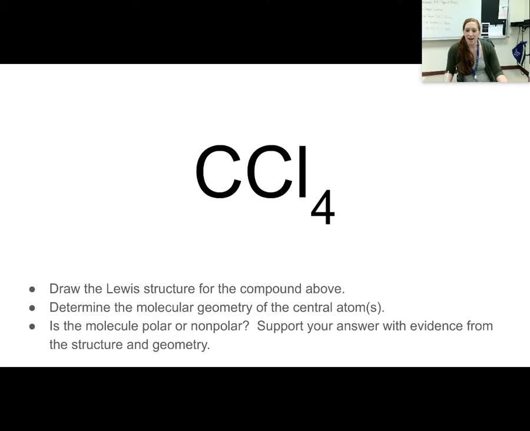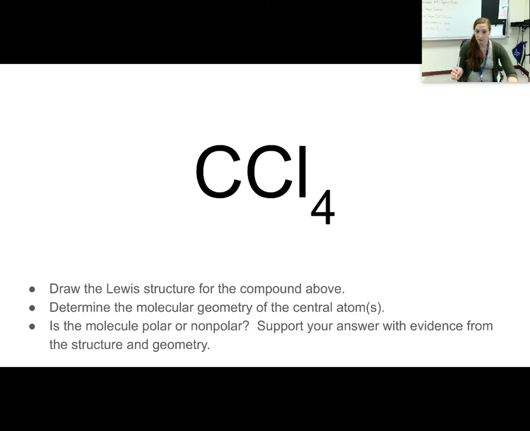Hey everybody, it's Mrs. Cat, and I am going to go over the answers to the review whiteboard. So I'm just going to walk through my process of doing all of these, which is going to be a Lewis structure, determining geometry, and then determining polarity.